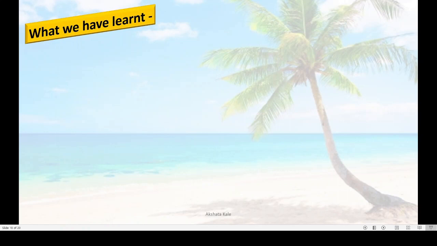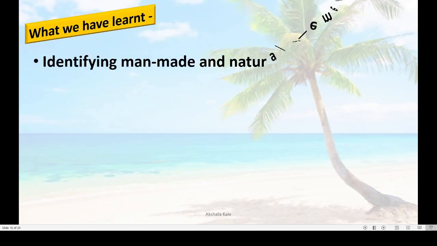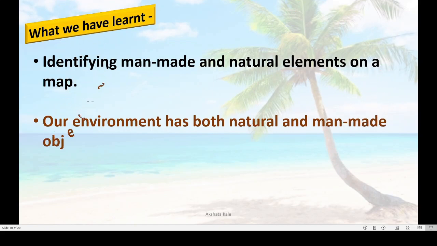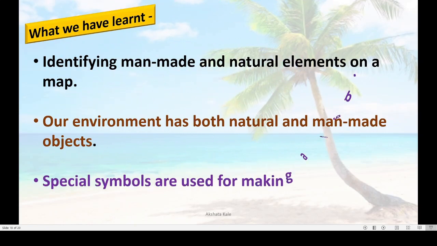Now, what we have learned today, we will go through once. First thing, identifying man-made and natural elements on a map. Right? You know about the natural things and you know about the man-made. Right? Second thing, our environment has both natural and man-made objects. Special symbols are used for making a map. Right? This all you know. Correct?